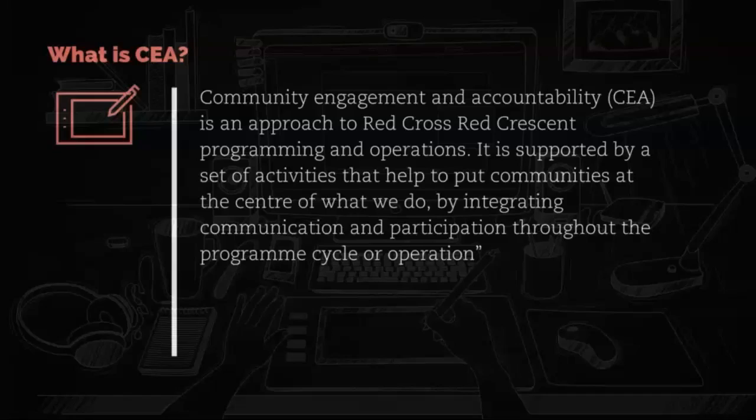How are we doing this? By integrating communication and participation throughout the project cycle, program cycle, or operations. When we talk about the program cycle, we're talking about 4 basic steps in any project cycle. We're talking about assessment. We're talking about design and planning. We're talking about implementation and monitoring. We're talking about evaluation and learning.